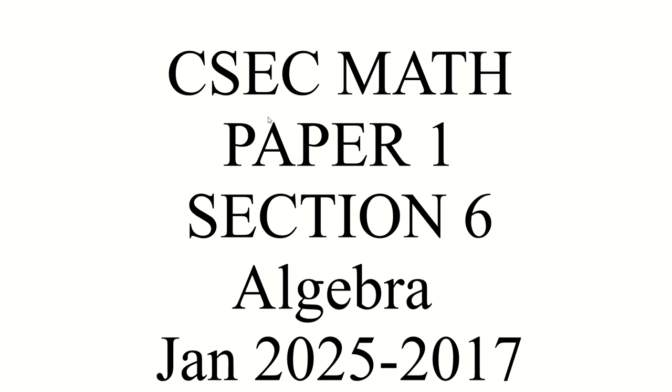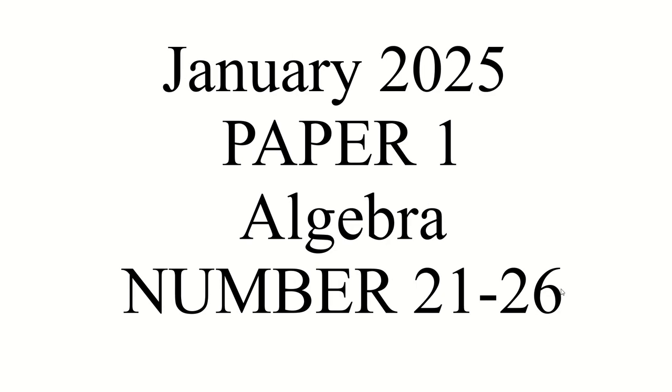Alright, good day everyone. Today we're doing CSEC Maths Paper 1, and we're going to be doing Section 6, which is Algebra, and we'll be focusing on past papers from January 2025 to 2017. So the first thing is let's look at January 2025, Paper 1, algebra numbers 21 to 26. These are the numbers that algebra is being tested on.